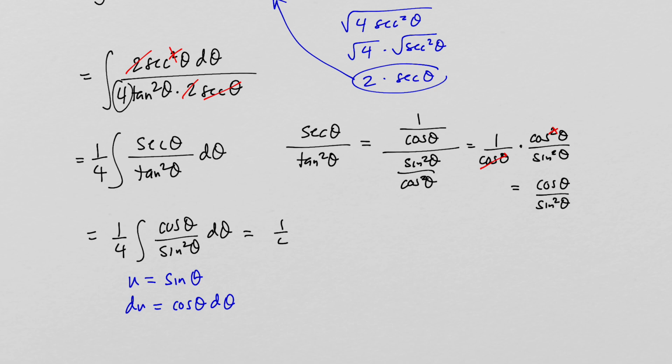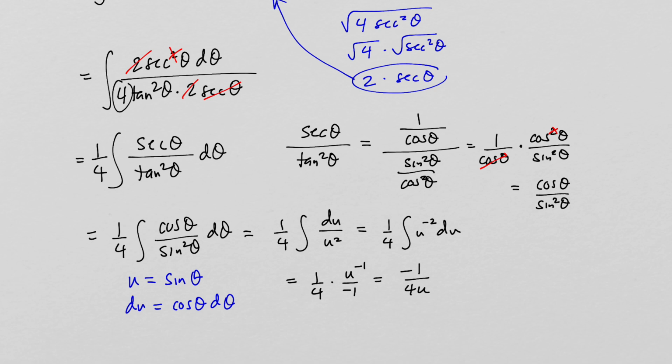And this becomes 1/4 integral of du over u squared, or 1/4 integral of u to the negative 2 du. And when you take the antiderivative of u to the negative 2, you get u to the negative 1 divided by negative 1, which is the same as negative 1 over u, and then don't forget the 4 there. So negative 1 over 4u, and that is negative 1 over 4 times sine of theta.